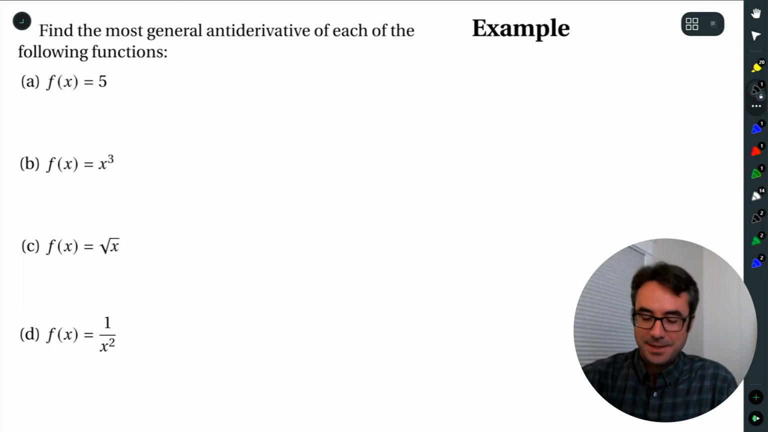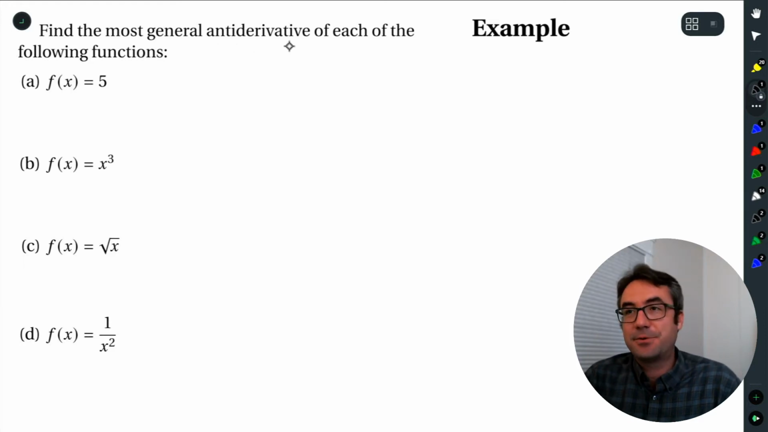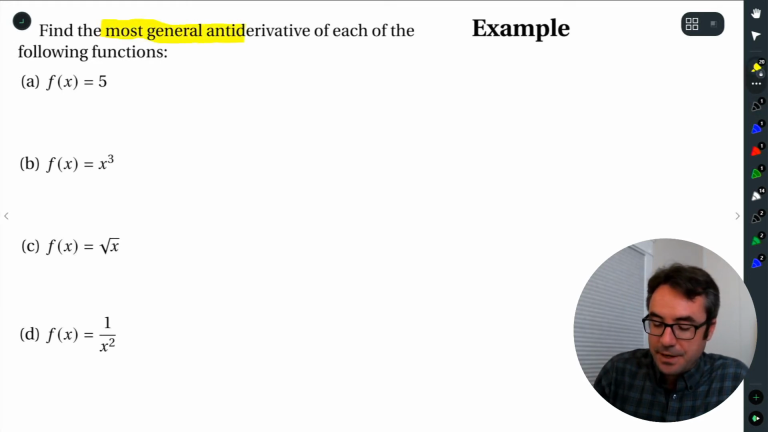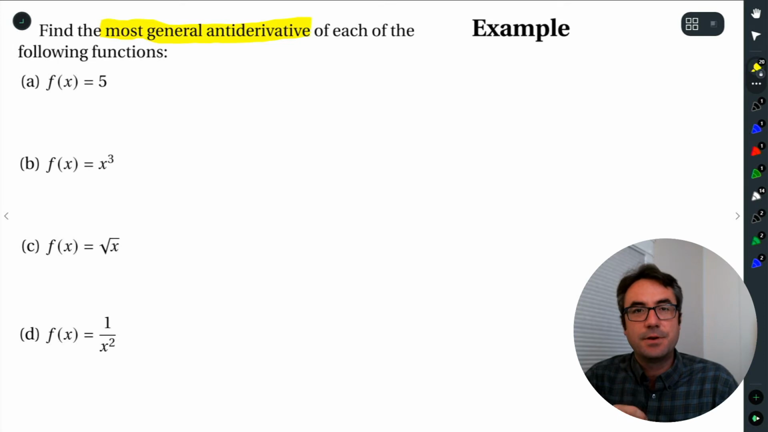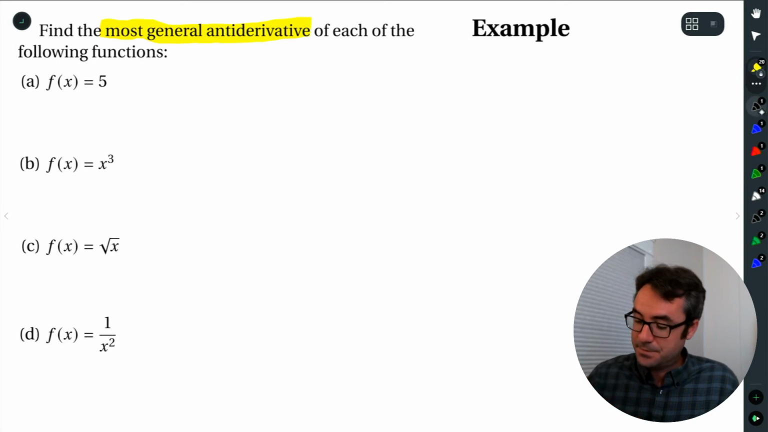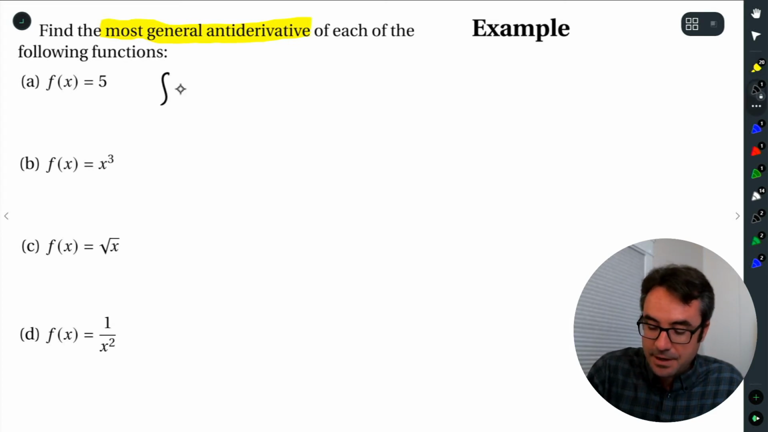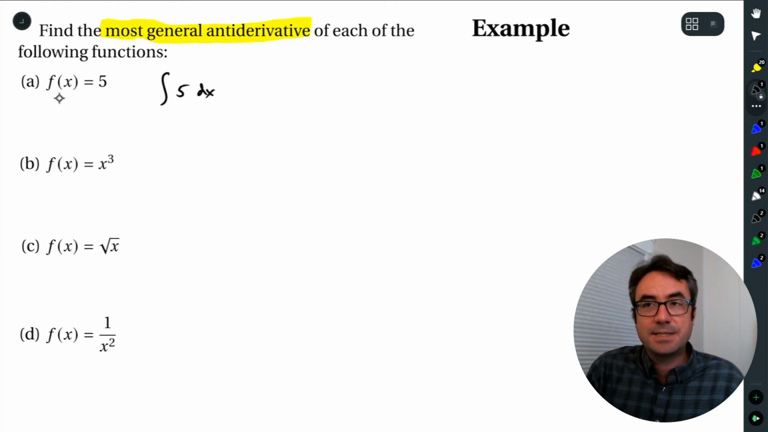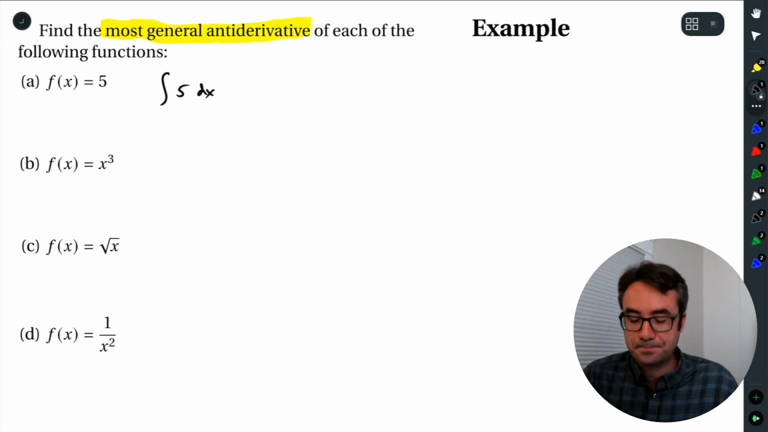Let's try an example. Here we're going to find the most general antiderivative for each of the following functions. Let's start with the first one, the constant function 5. When we see this terminology, find the most general antiderivative, what that's really telling us is find the indefinite integral. So that's what we're going to do. We're going to calculate the indefinite integral of the constant function 5 with respect to x, and we know it's with respect to x because our function is specified in terms of variable x.